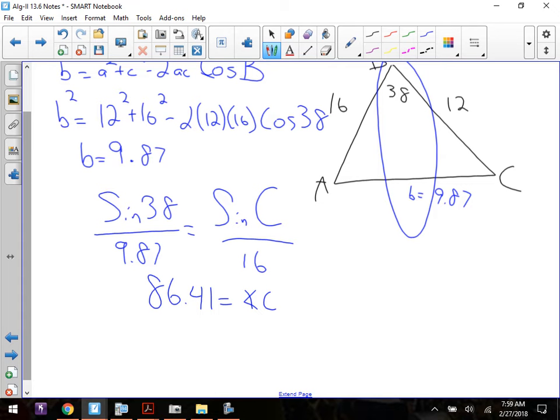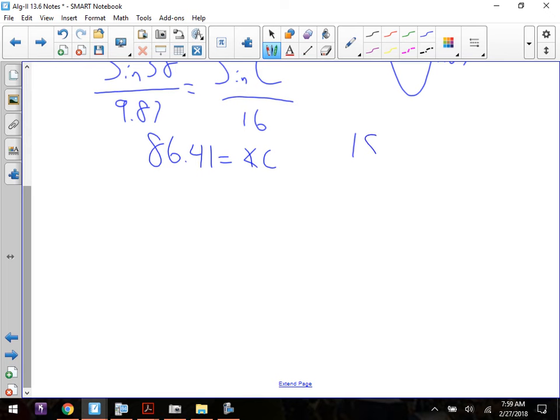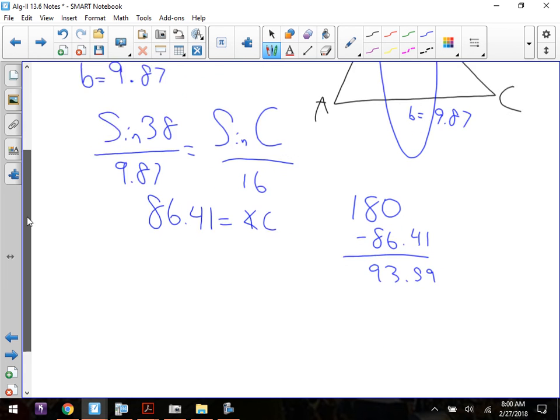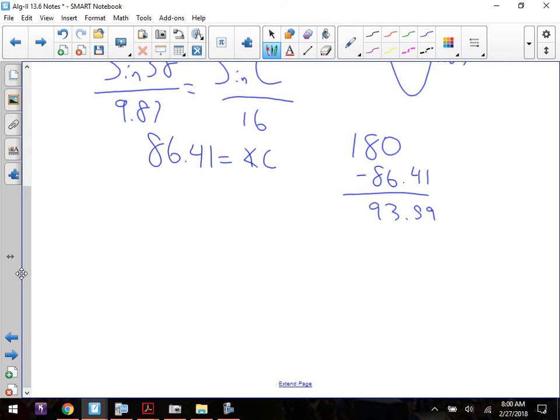Now, I had just found my second angle in a law of sines problem, so what should I check? Check the supplement. So you have 180, subtract the 86.41. I get 93.59, and I add back in the 38. I have room for a second triangle, don't I?